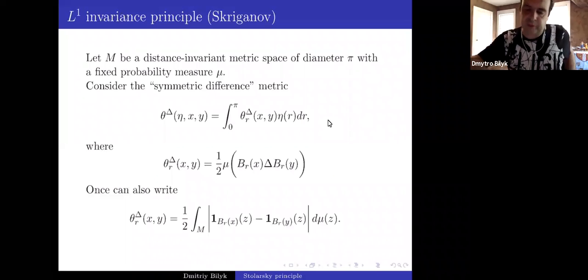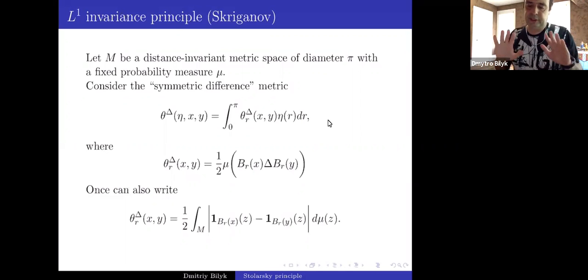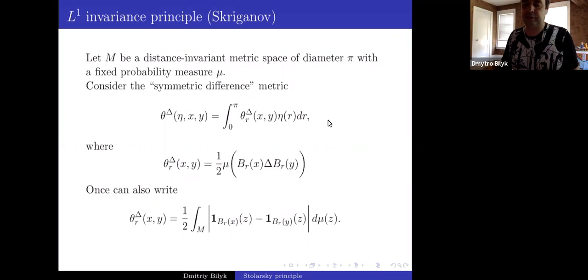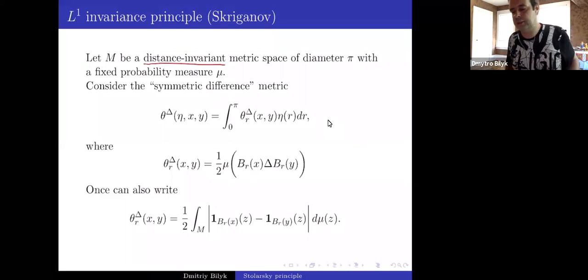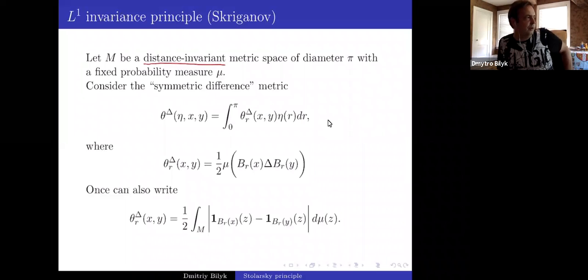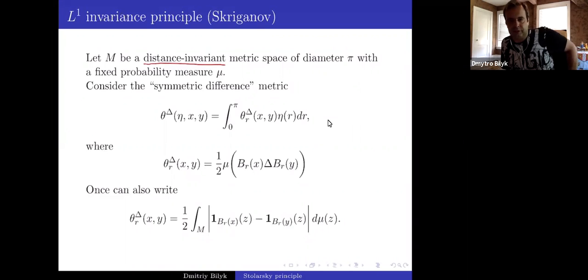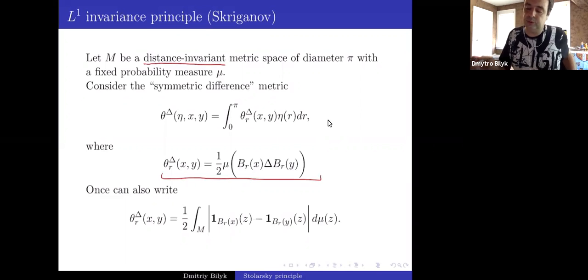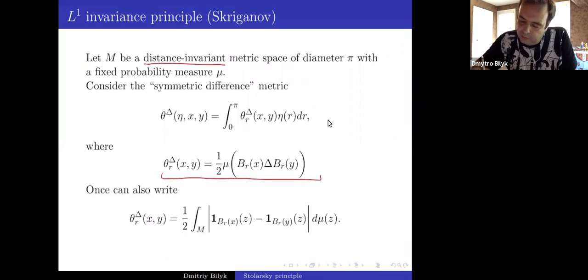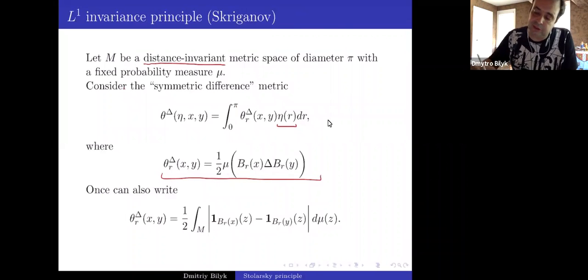So he took this geometric approach to extending the Stolarsky principle. Basically, if we take an arbitrary metric space with fixed probability measure, with the property that it's distance invariant. And here distance invariant means that if we take any ball on that space, of any radius r, its measure is the same independently of the center. All right. So then you can introduce a new metric, and this is called the symmetric difference metric. So you take 2 different balls and you take the symmetric difference between them. Okay. And then you can take an arbitrary positive weight function and integrate. So here you do it for fixed radii, and then here you integrate over the radii.